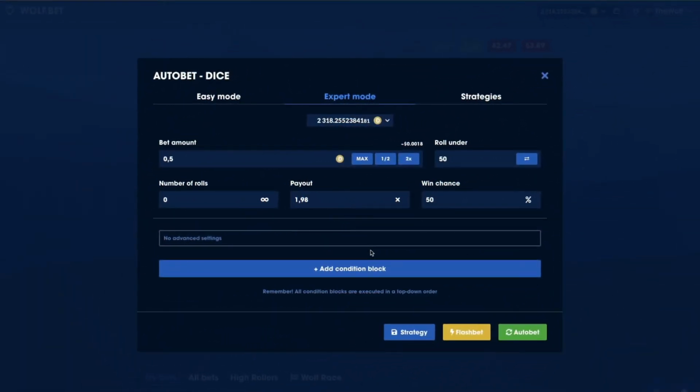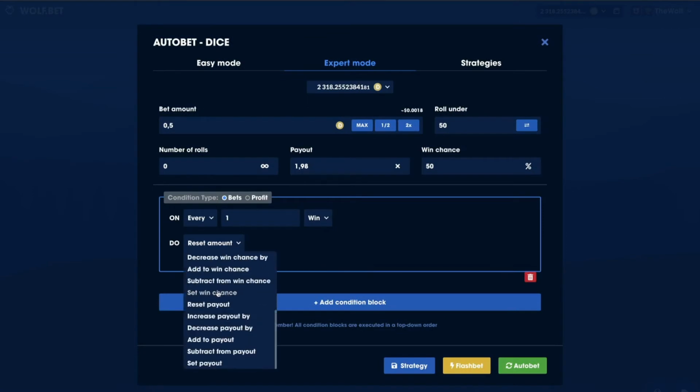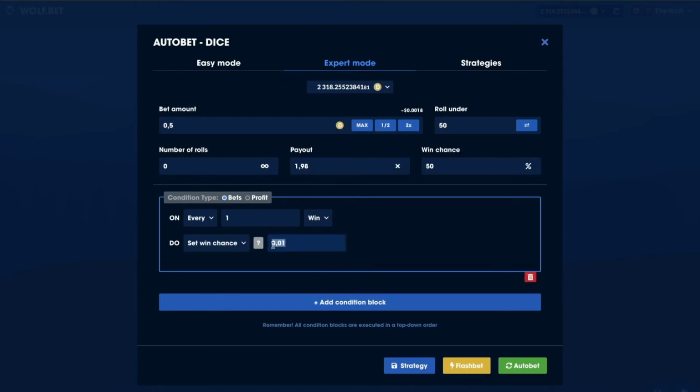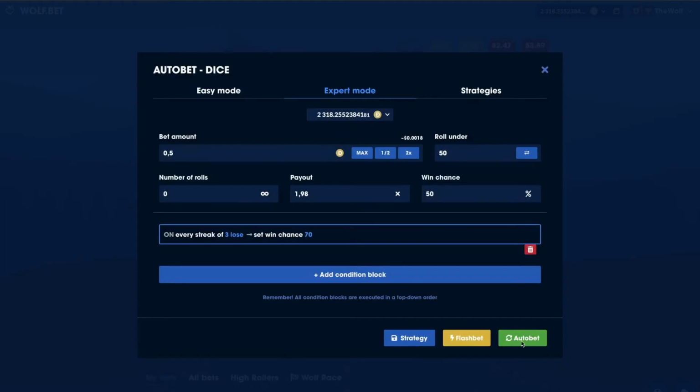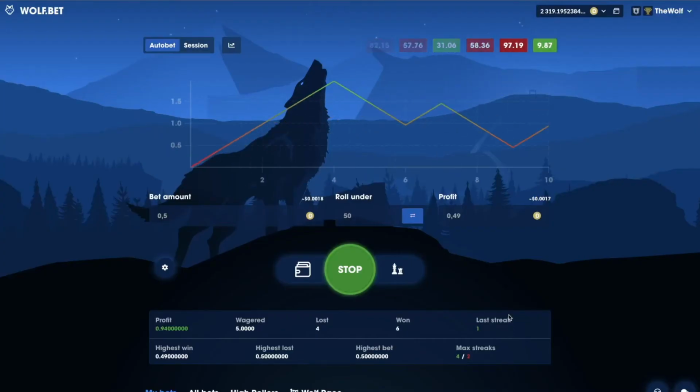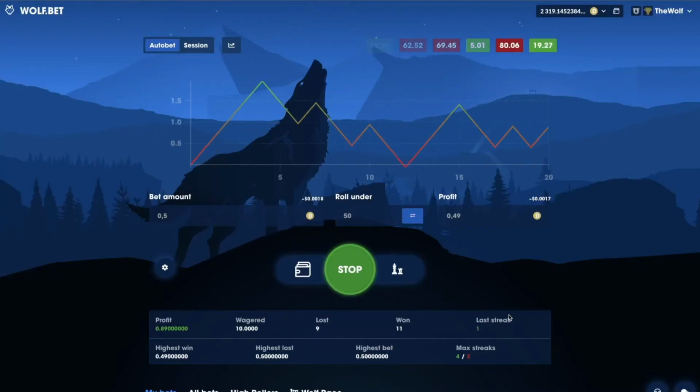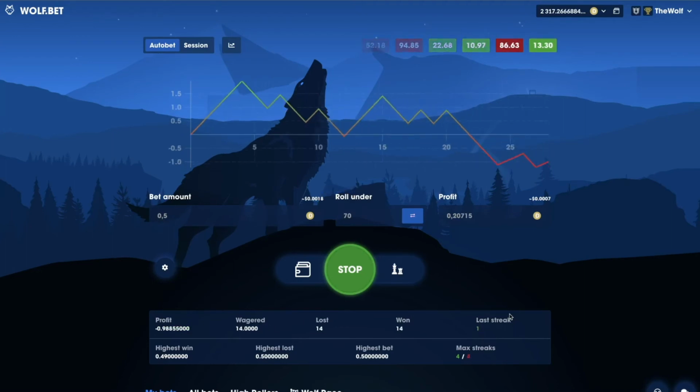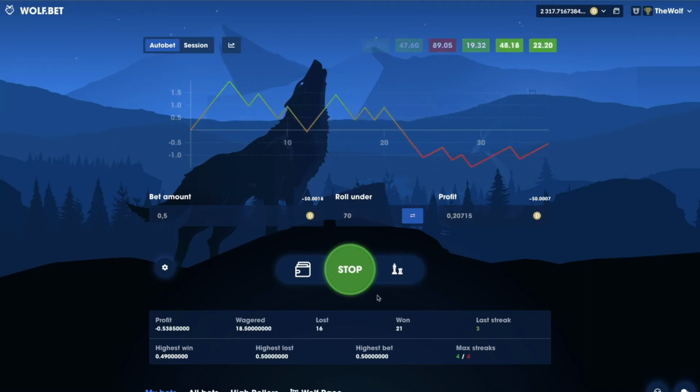You can also set a specific win chance during the Autobet. In this case, for example, we have 50% win chance and we want it to be 70% after a streak of 3 losses. I choose Set Win Chance and type 70 and choose when I want it to happen, which in this case is on a streak of 3 losses. I click Autobet and I can see that when I get 3 losses in a row, my win chance increased to 70%.